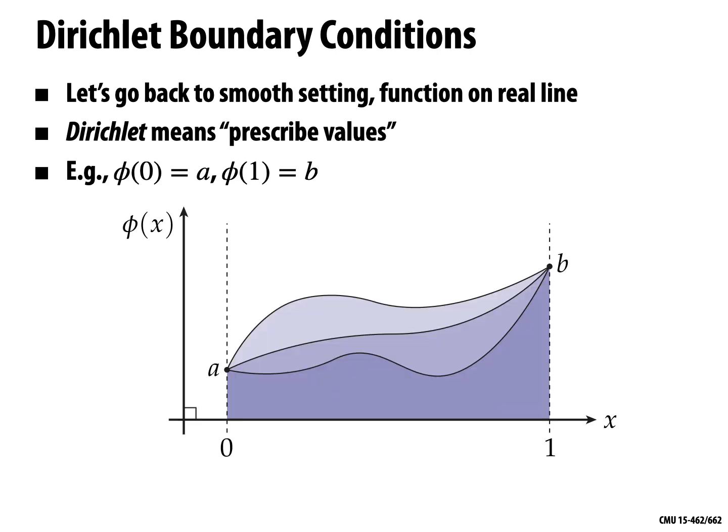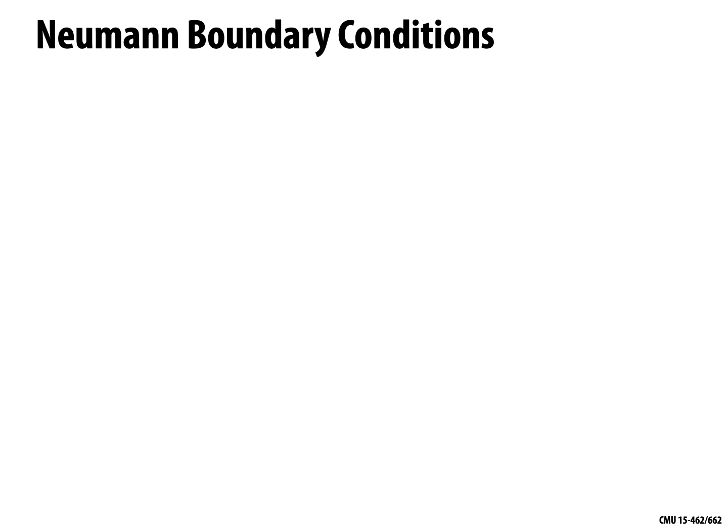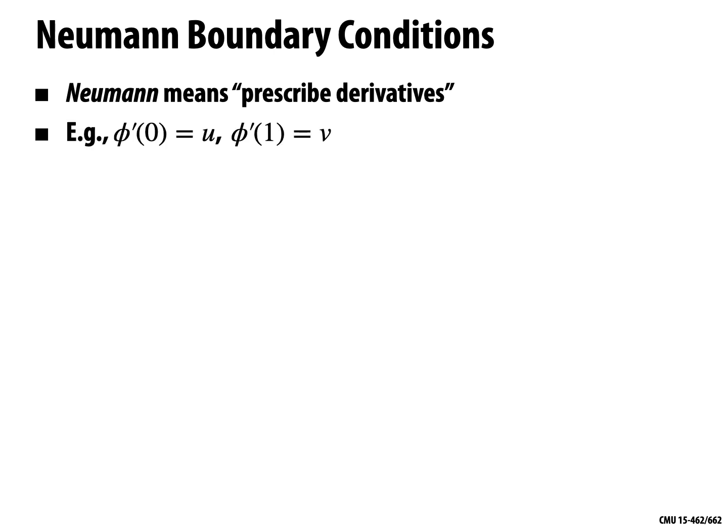Well, sure, there are tons of them. I just put my pen down at A and I draw any curve over to B. Right? There are lots and lots of possible functions in between those 2 points. Okay, what about Neumann conditions? Neumann meant we want to prescribe the derivatives rather than the values. So for instance, we might say at 0, the derivative of phi is equal to u. At 1, the derivative of phi is equal to v.